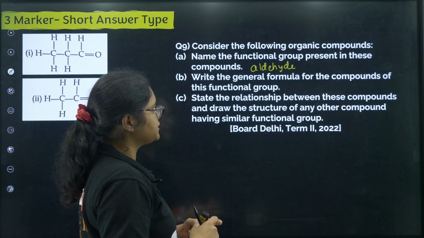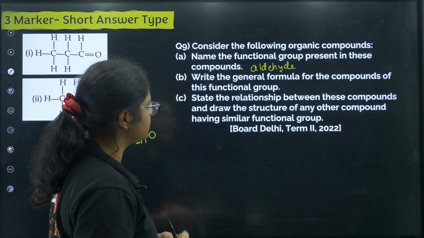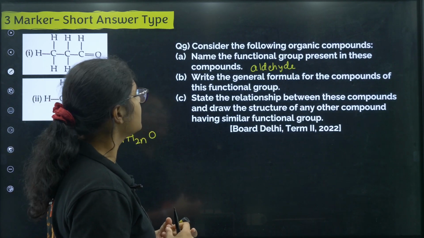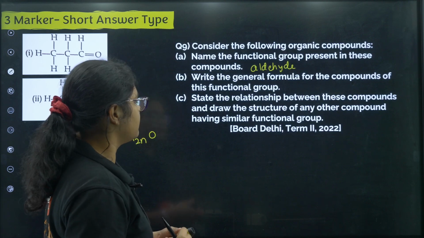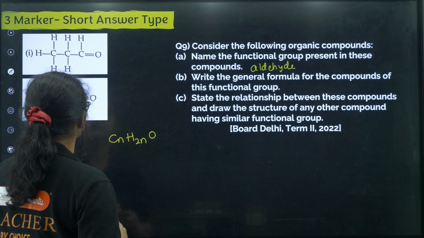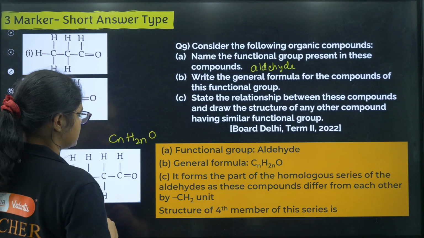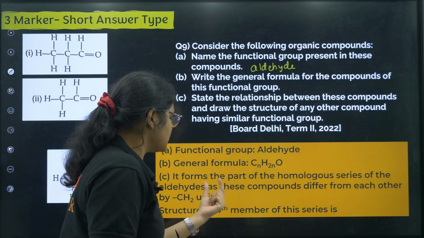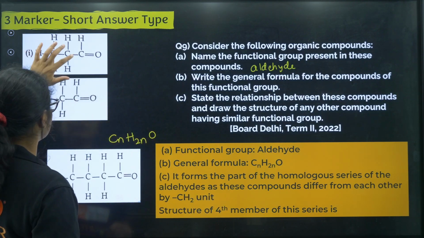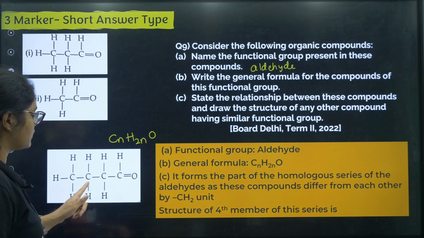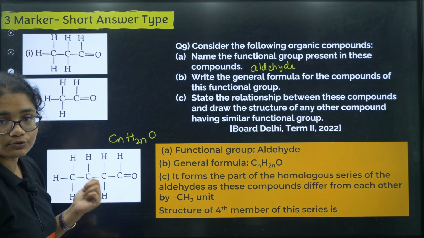Next, state the relationship between these compounds and draw the structure of any other compound having the same functional group. Okay, so what is the relationship between them? So they are the homologous series, right? These are the homologous series. There is here 2 carbon and here 3 carbon. Next, if I draw 4 carbon, you just have to add one CH2 group here.